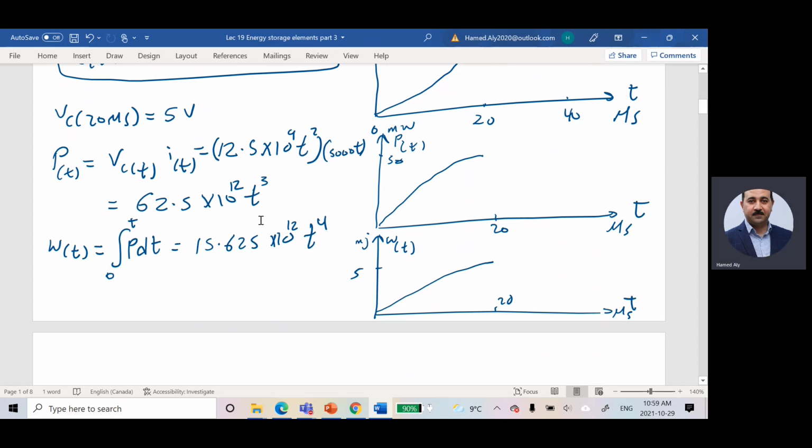This is T to the power 4 and this is T to the power 3. So you will substitute by T equal to 20. As T is increased, the value of the power or the energy is increased. I know what you are talking about. If you would like to draw the actual one, you have to substitute by another point and then connect these 3 points. But this is just a sketch.